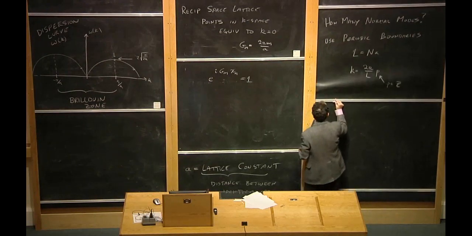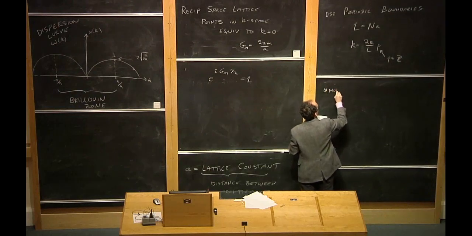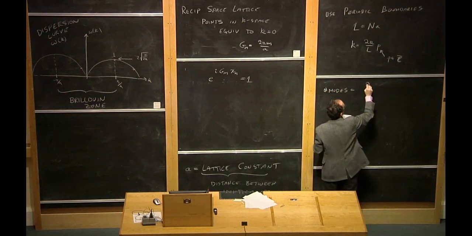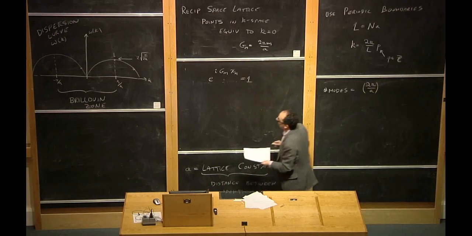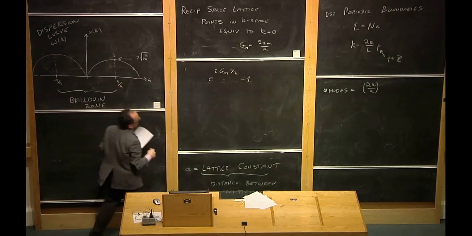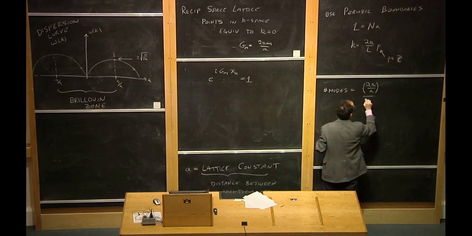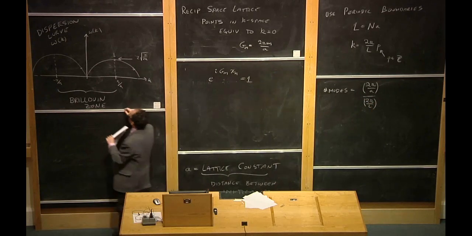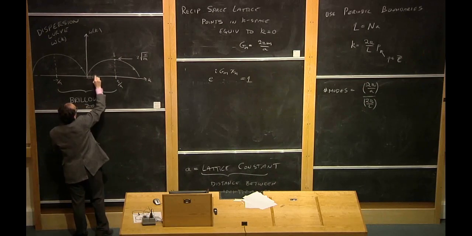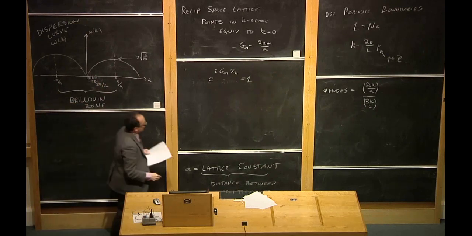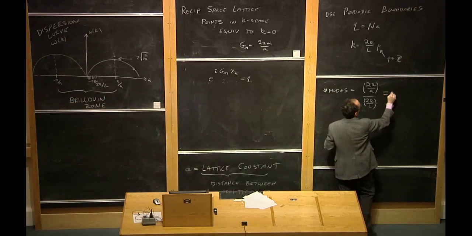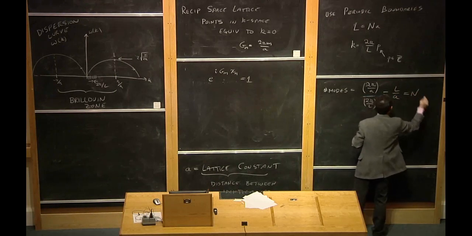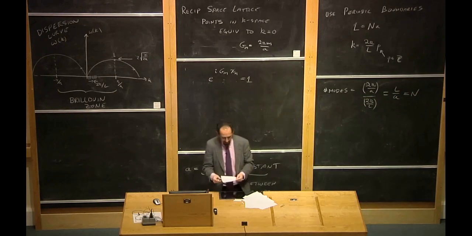So the total number of modes is then the total range of Ks that we're looking at, 2 pi over A, so that's the entire range of Ks we're looking at, divided by the spacing between modes, 2 pi over L. So what we're doing is we're dividing up this Brillouin zone into lots of little pieces whose spacing is 2 pi over L. Okay? And so that is L over A, or n.